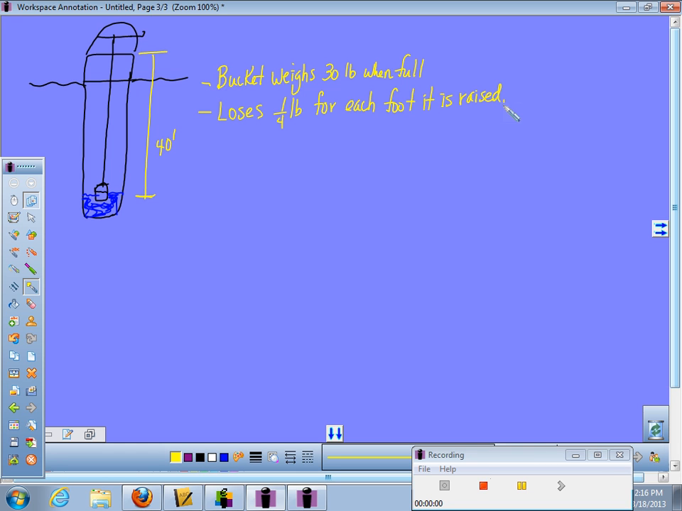So the water is falling out of it. As we raise it up, we're losing water. In this case, we're losing a quarter pound for each foot we raise it. The question is, how much work does it take to get this thing lifted to the top?